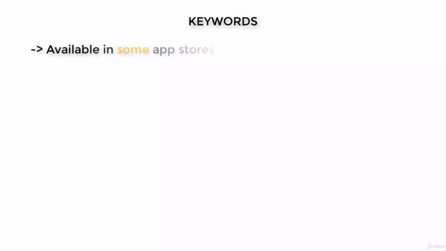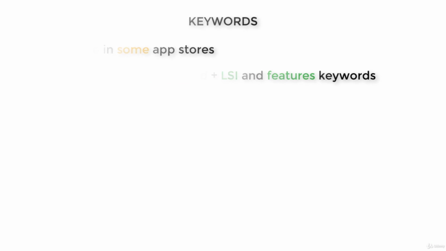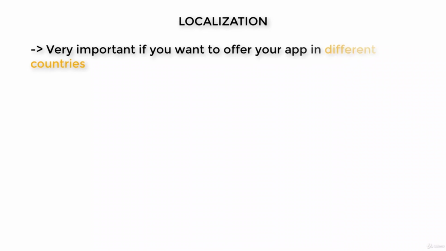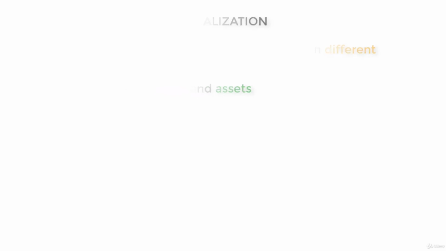Some app stores allow you to include keywords on your landing page, so choose your main keyword and relevant LSI keywords plus features keywords. If you want to rank your app in several different countries that use different languages, you should translate all of the text and assets for the best results, as localization is one of the most important factors when it comes to App Store optimization.